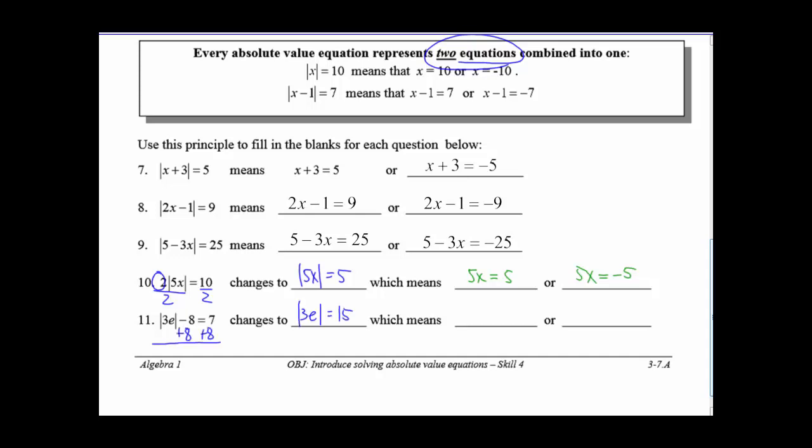Welcome back. So if you notice, the 3e has a minus 8 on the outside. So what we need to do is move this 8 over to the other side with the 7. So we add 8 to both sides. Then we get the absolute value of 3e equals 15. Now that we have the absolute value of 3e equals 15, we can say that 3e should equal 15, or 3e should equal the negative 15. So that's how we write both the absolute value equations.